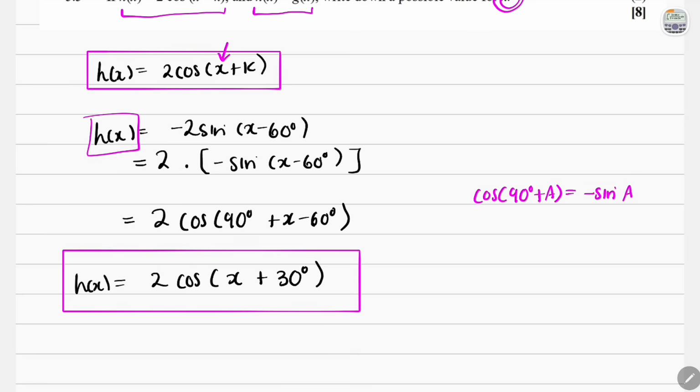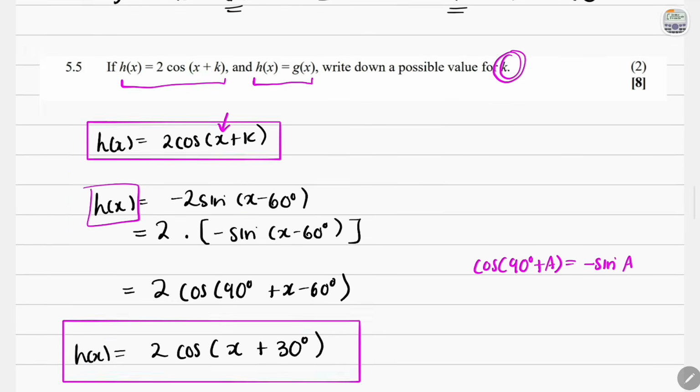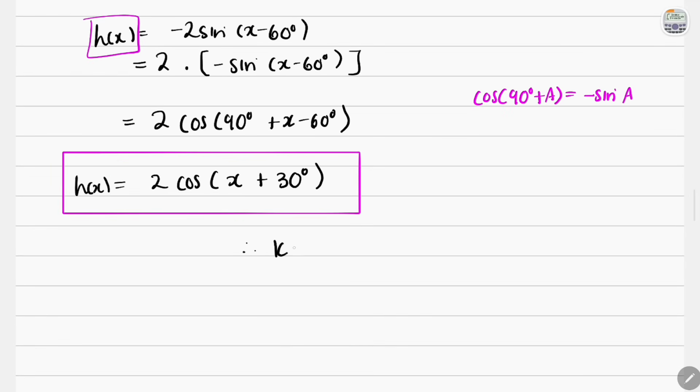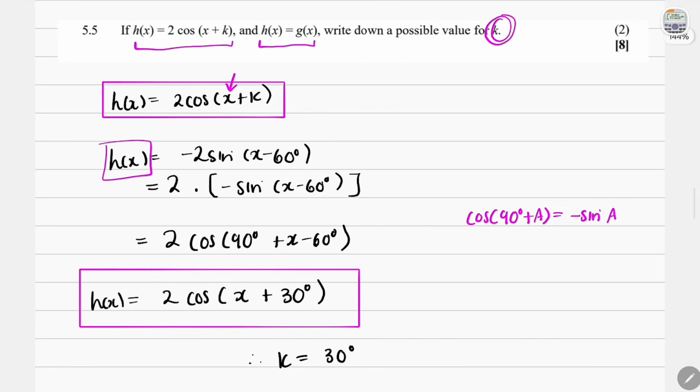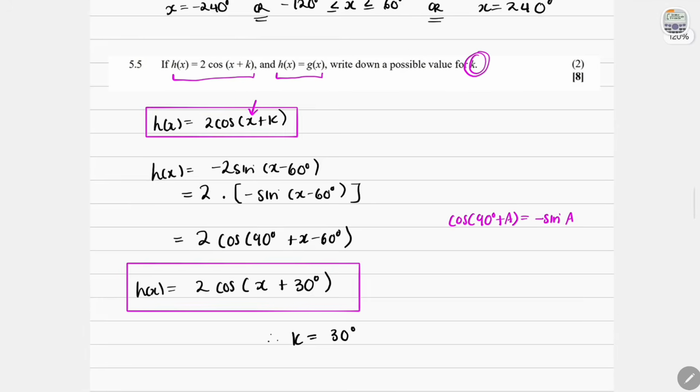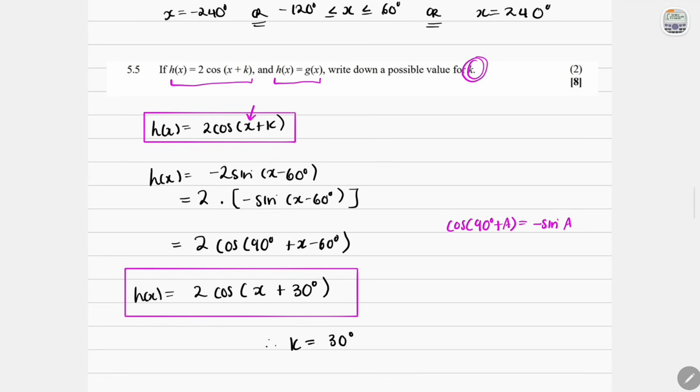Okay, so there we go. That's h of x. And they said they want us to solve for k. So finally, we can see that k must simply be equal to 30 degrees for that to be exactly the same. And that is our answer. And that is it for question 5.